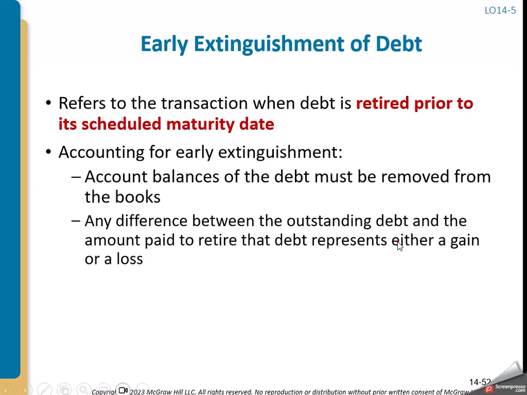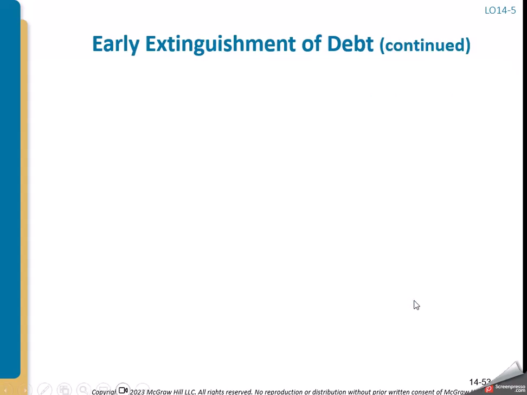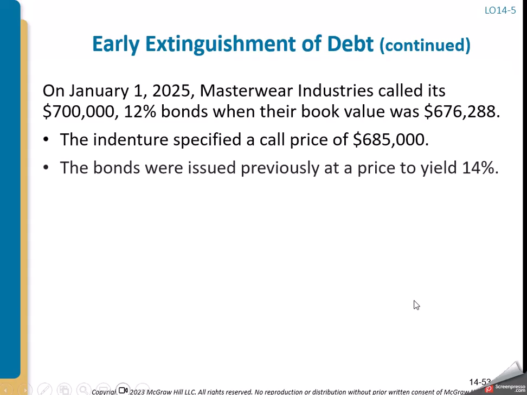Debt can be retired prior to maturity date. And again, that would be like if your interest rates were really going down and the company saw an advantage to paying off their debt now and maybe just reissuing it at a lower rate. So they're going to call their bonds at that call price. So again, you can see it's a little bit higher than the book value.